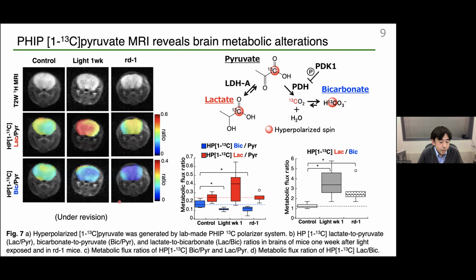And a significant reduction in the metabolic flux to the bicarbonate was commonly observed in both models. In contrast, the metabolic flux to the lactate was unchanged in the chronic RD1 mice, whereas it was increased by 1.5-fold in the light-exposed mouse model. So these results suggest that this hyperpolarized carbon-13 MRI might be useful for detecting the brain metabolic alteration associated with vision impairment, even in the absence of clear morphologic abnormality.